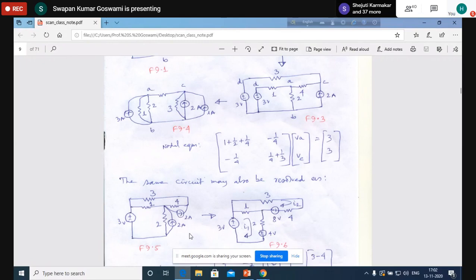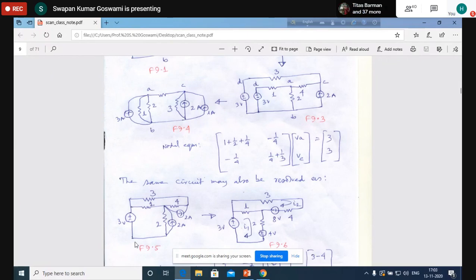Obviously, because of this source conversion, there will be some changes in the network. Some of the branches, some of the nodes may disappear. Therefore, while applying this source transformation, you have to do it very carefully, checking whether you are losing any node or any branch which is actually required. Applying source transformation has to be done judiciously.